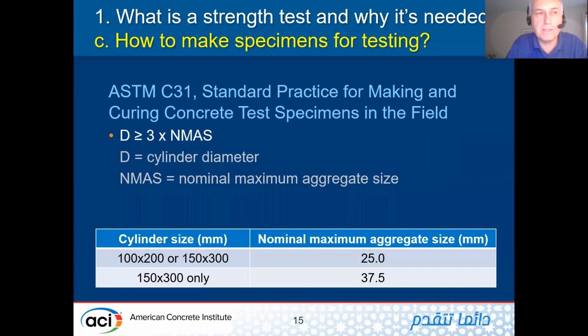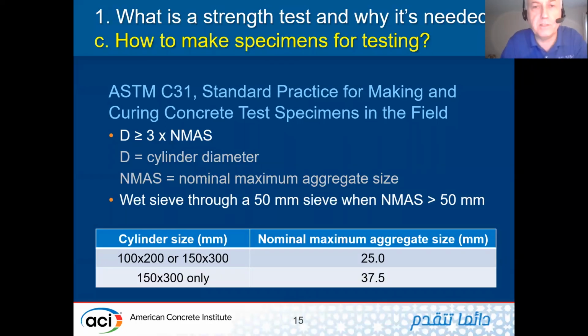And then you may ask, okay, so what happens if I have 75 millimeter size aggregate? Well, in that case, the specification requires you to wet sieve through a 50 millimeter sieve when that nominal maximum aggregate size exceeds 50 millimeters.